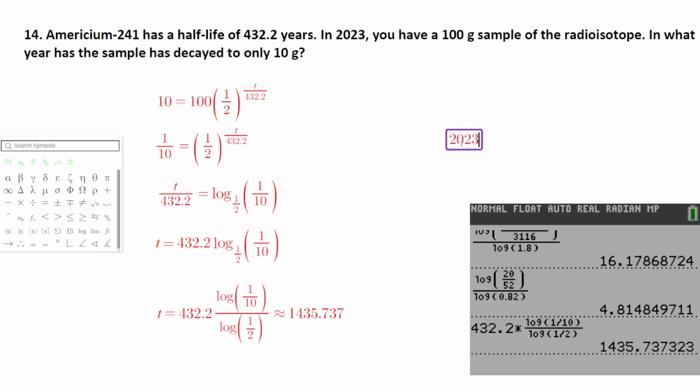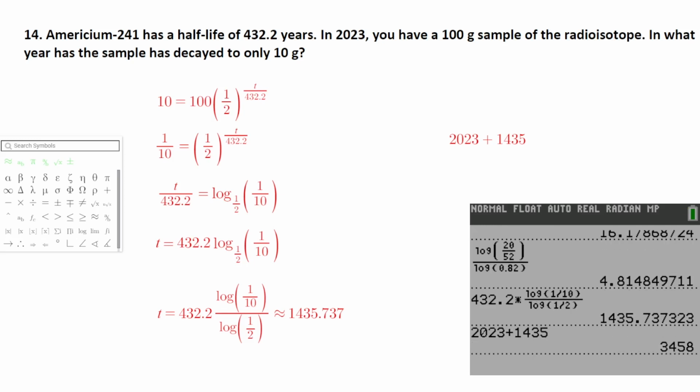Okay, so we need to add this number to 2023 to get the year. So you have 2023 plus the 1,435. And just to be safe here, I'm gonna type that in too. We can sort of disregard the decimal here, because whether it's like 0.1 or 0.2, we're still in that year. You know, January and December are both in the same year, regardless if it's like 1/12 or 11/12 into the year. So in the year 3,458.